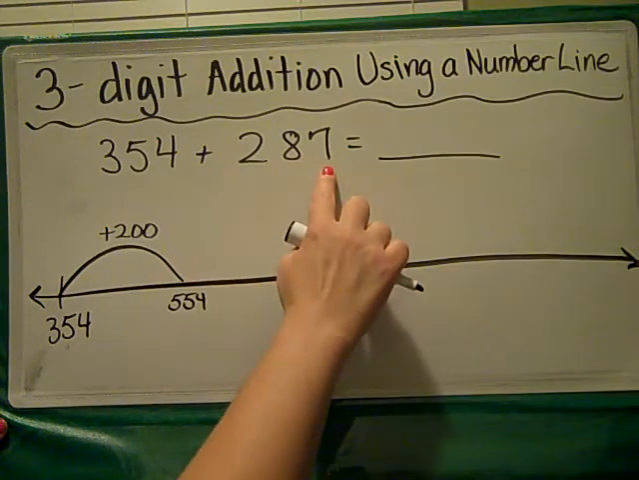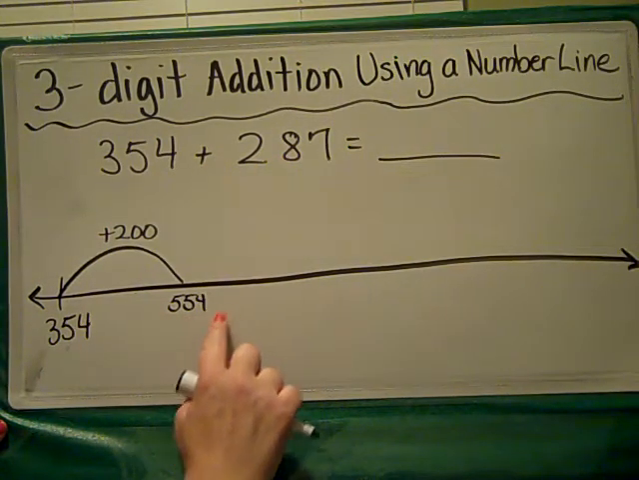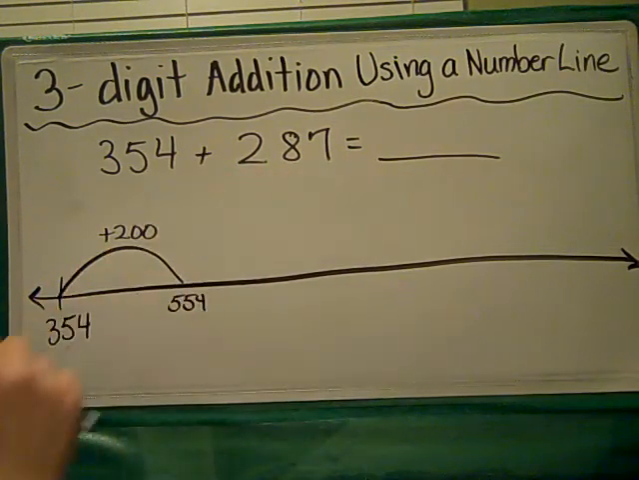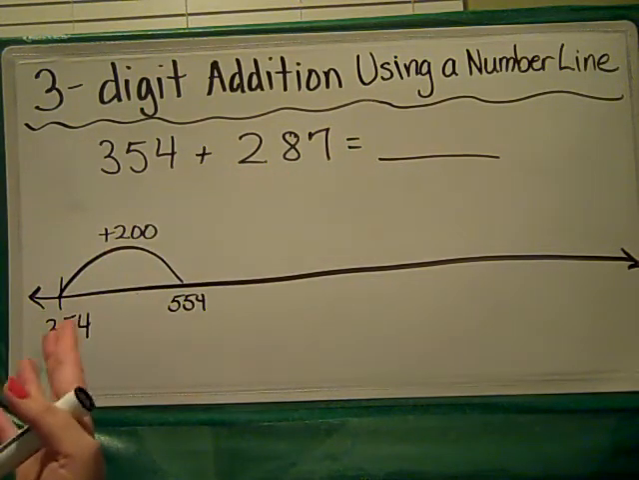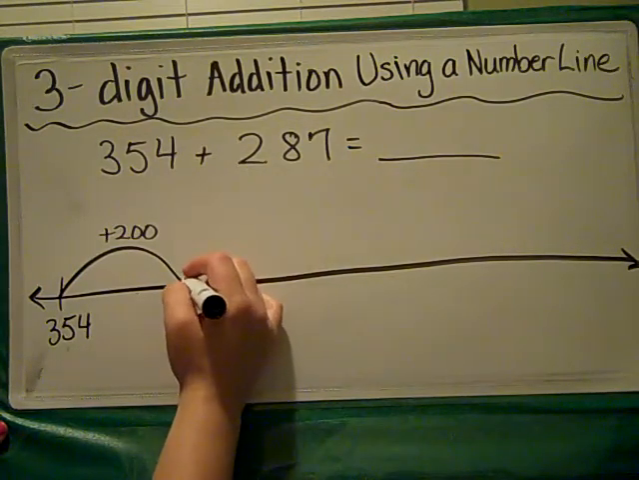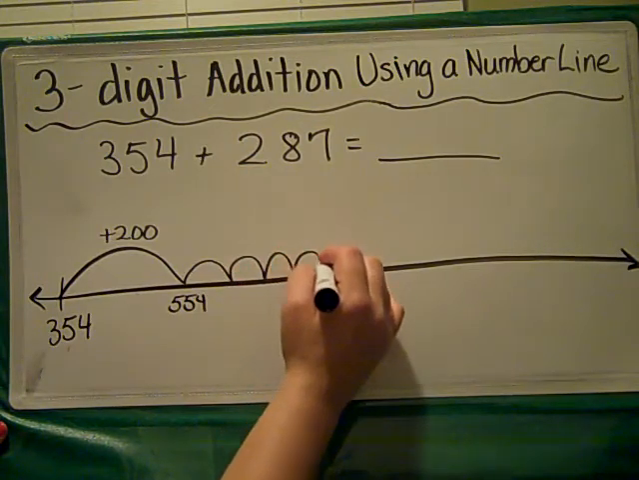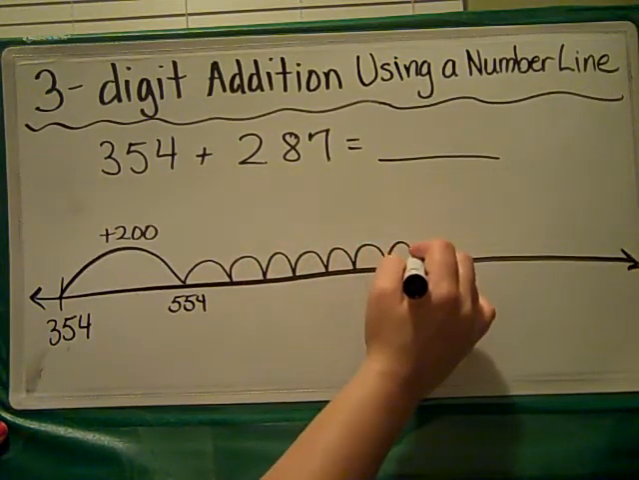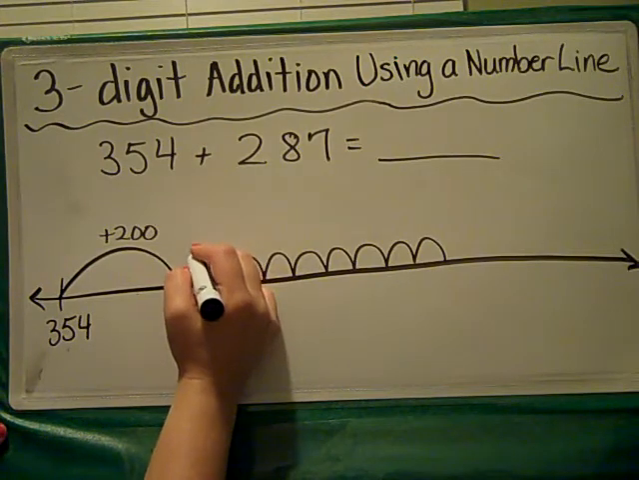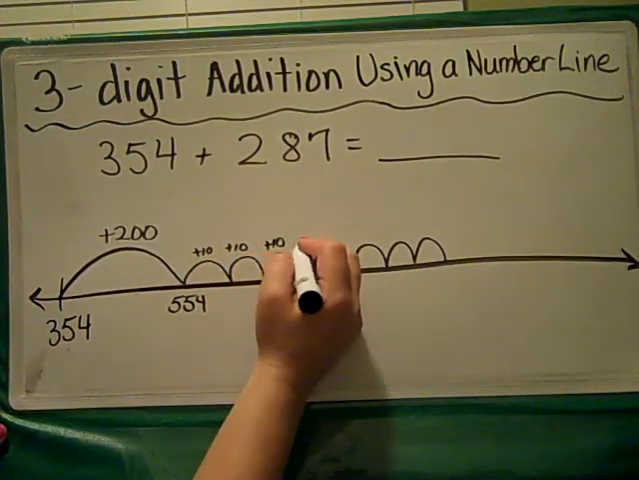Now I have to add 87. Well, what I'm going to do is I'm going to add them in hops of 10. Because I'm thinking that's going to be easier for me. So I'm going to do 8 hops, and each hop is going to be 10. 1, 2, 3, 4, 5, 6, 7, 8. And I'm going to label these hops. I'm adding 10 on each of these hops.